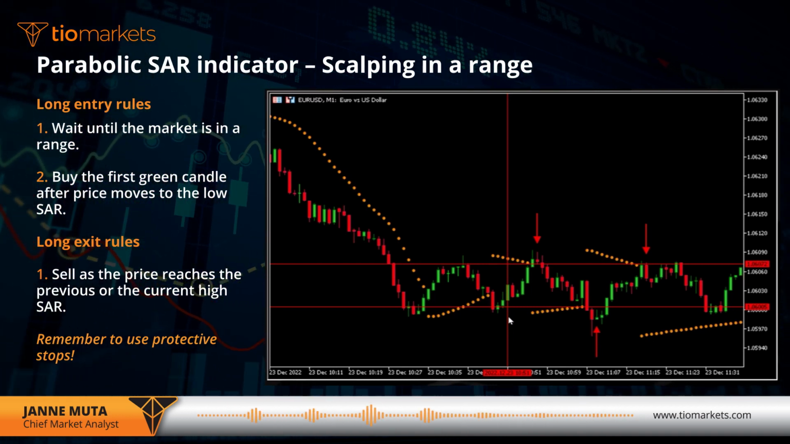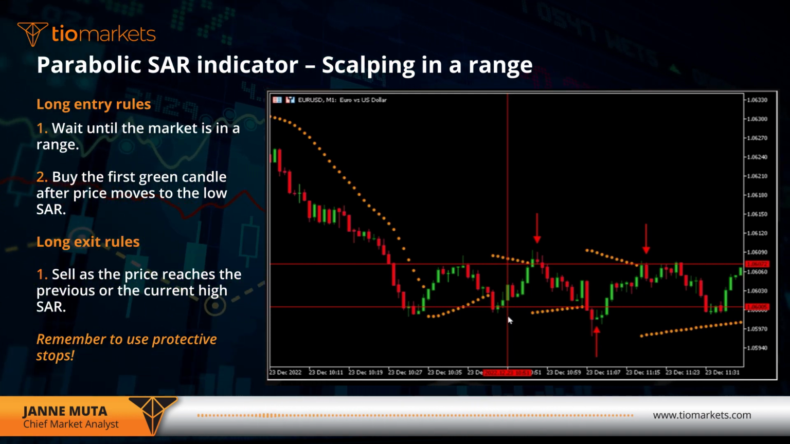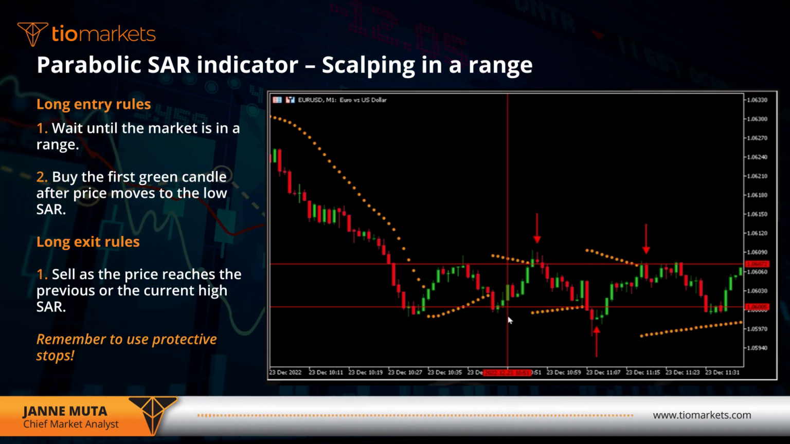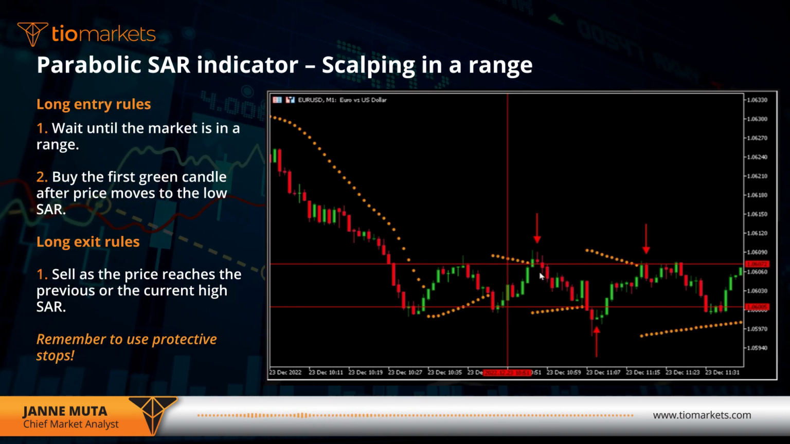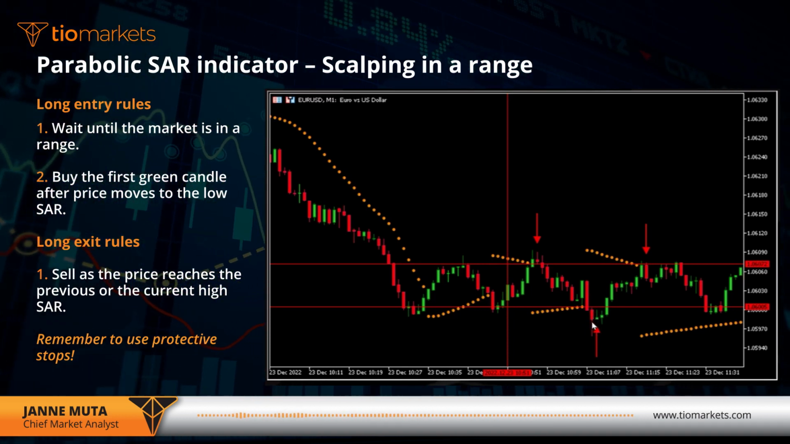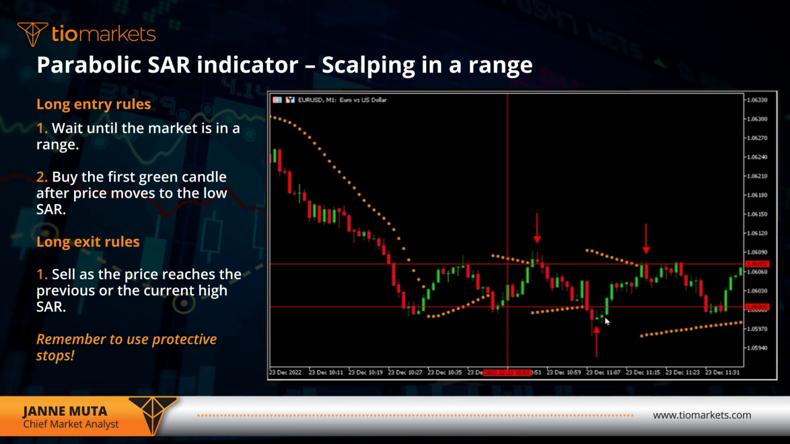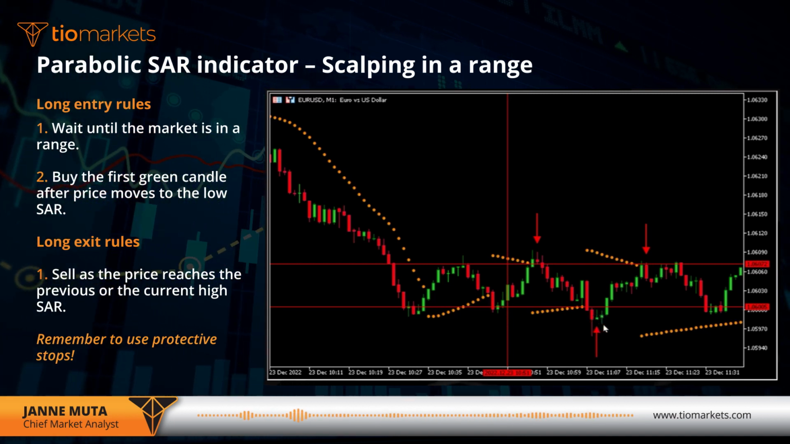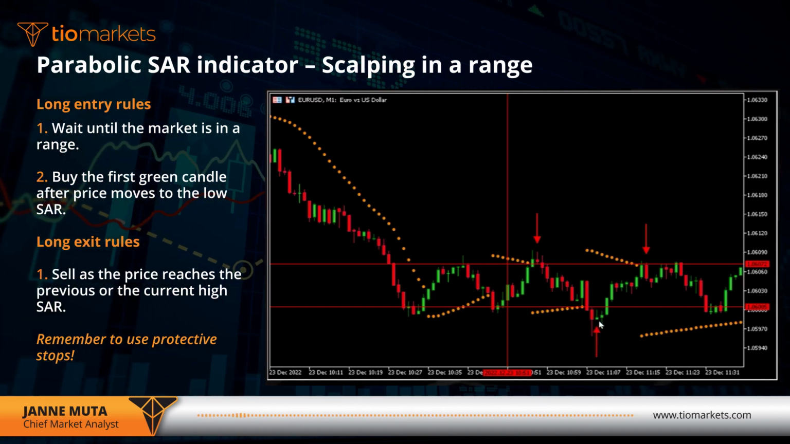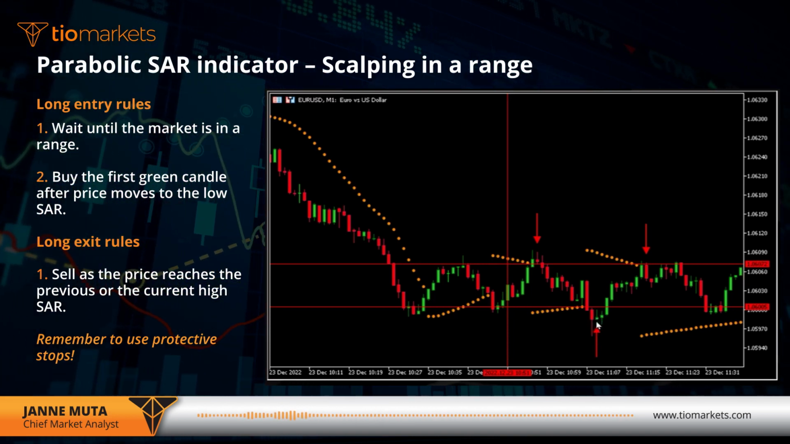The rules for long entries are that you obviously wait first that the market is in a range, and then you buy the first green candle after the price moves to the low SAR. Here we have a movement to the lower end of the range. The market tries to break out of the range, but this is not a decisive breakout. Instead, we have a spiky candle here and then some inside candles. Inside candles, as you might know, they represent reversal potential in the market. And here the rule says you buy the first green candle, so the first up candle in this 1 minute chart.